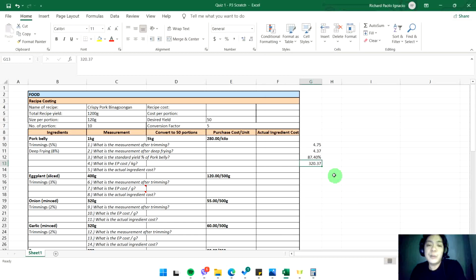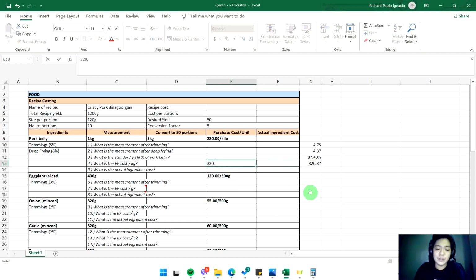So, ibig sabihin, kung bibili tayo ng 5 kilos sa halagang 280 pesos per kilo, at kasama na ang trimming at deep frying, tataas ang presyo ng 320.37 per kilo. Sir, question, bakit po tumaas yung presyo ng bilihin natin? Dito po nakalagay is 280 per kilo lang. Bakit po naging 327.37 per kilo? Sige, para klaro, dito ko lalagay per kilo. Ayan. Ito na ngayon ang EP cost per kilogram natin.